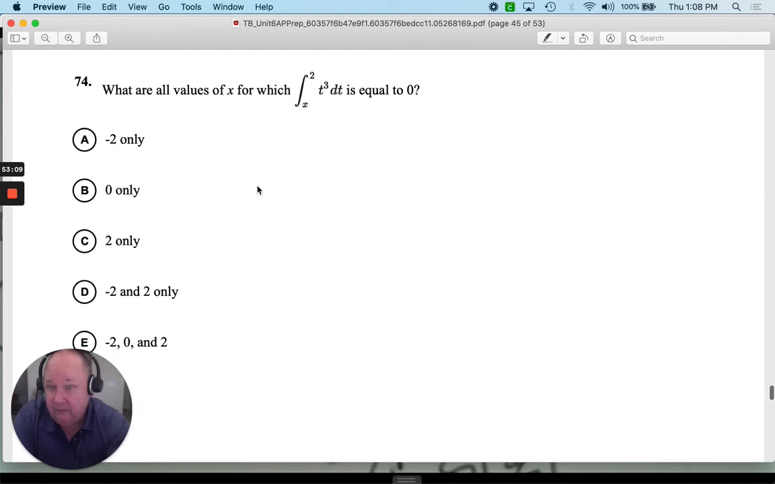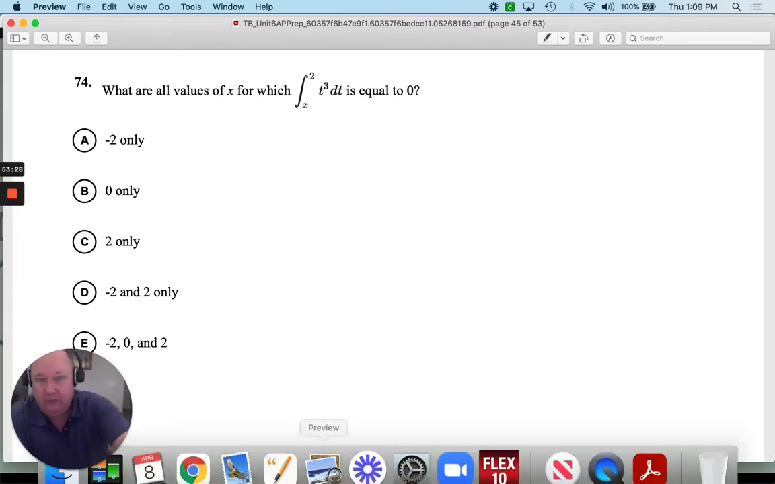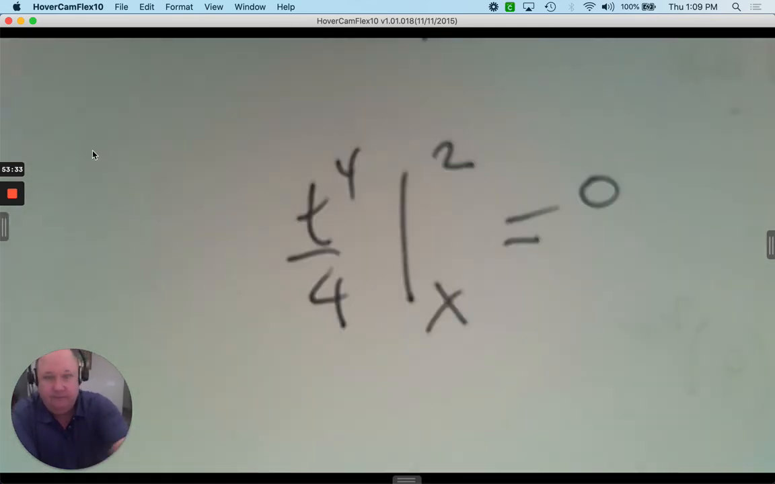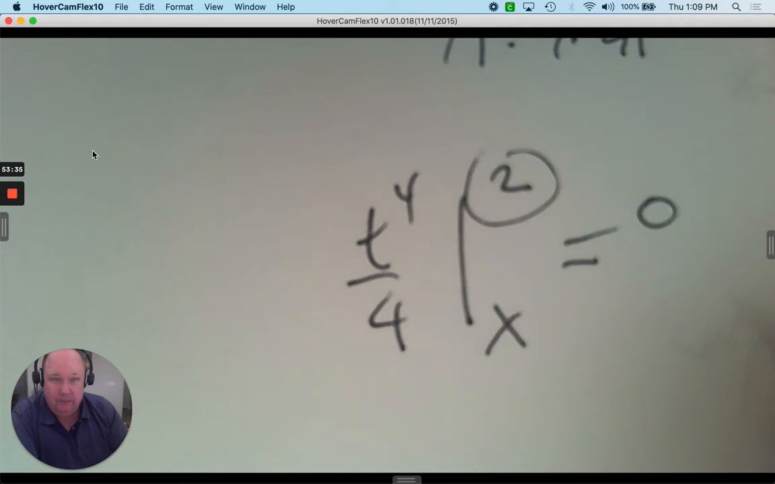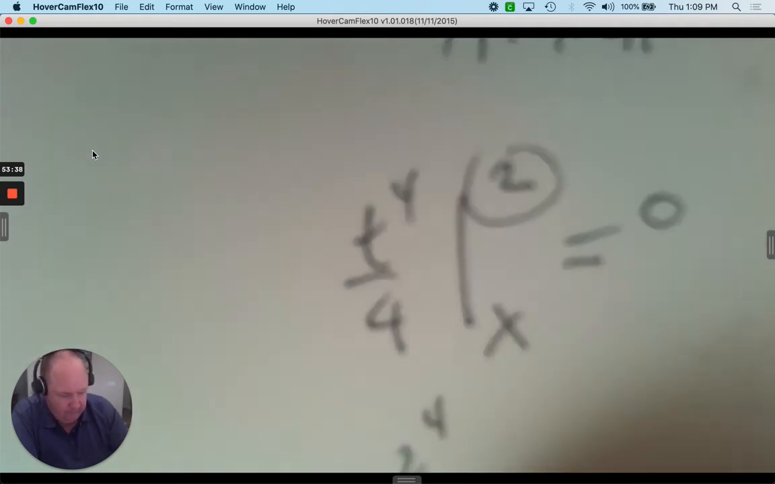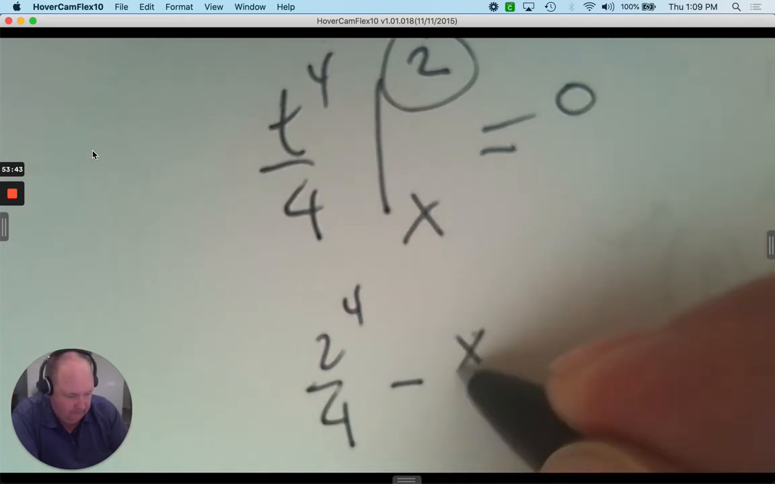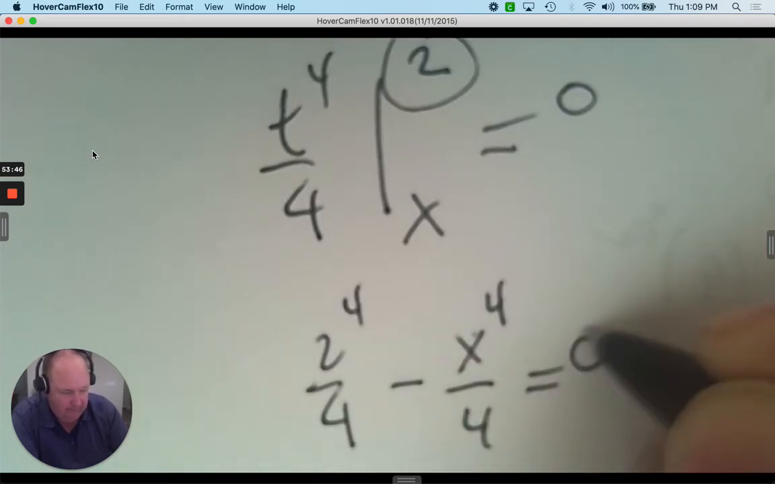All right, 74. What are the values of x where it's equal to 0? So I'm going to do the antiderivative and make it equal to 0. The antiderivative of that is t to the 4th divided by 4. So t to the 4th divided by 4 from x to 2, and we're going to make it equal to 0. I'm going to plug in 2 to begin with, and then I'm going to plug in x, and then make it equal to 0.